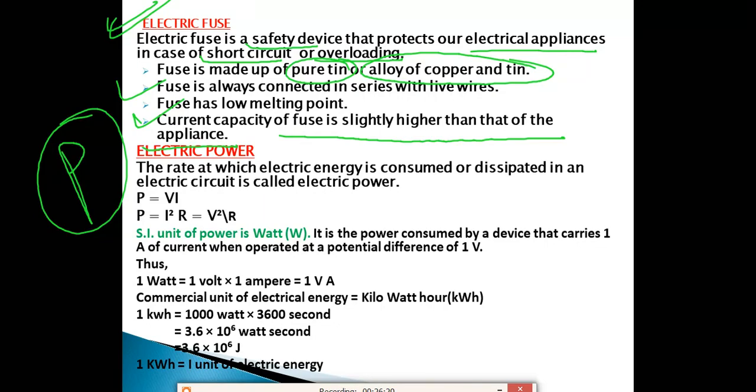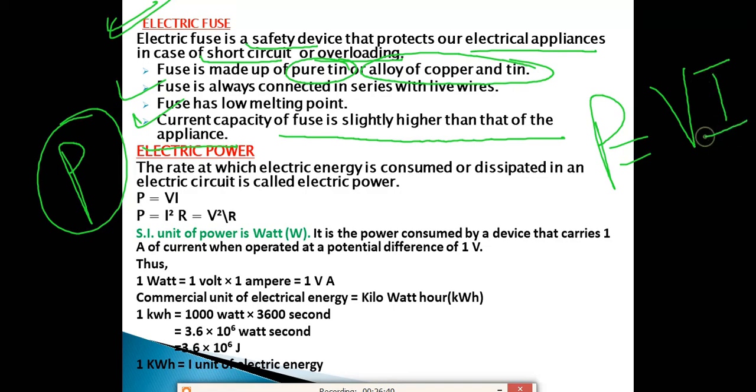The rate at which electric energy is consumed or dissipated in an electric circuit is called electric power. So what is electric power? The rate at which electric energy is consumed. P is equal to VI. This is one of the formulas for power.